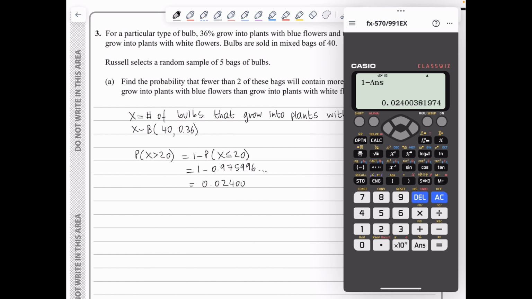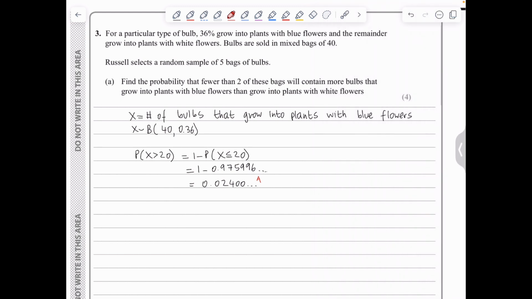And I will actually store this on A because I'll be using this later. So I press STO and A. It's been stored on A, so I'm maintaining full accuracy. And we now need to consider that we've got a random sample of 5 bags. So we're now wondering how many of these bags will actually turn out to contain more bulbs that turn into blue flowers than white flowers.